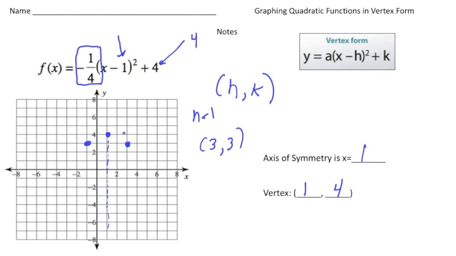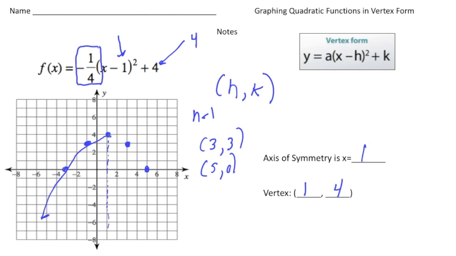Alright, let's go with another point. How about if x is 5? If I plug in a 5 for x, 5 take away 1 is 4. 4 squared is 16. And 16 times negative 1/4 is negative 4. Negative 4 and positive 4 is 0. So when x is 5, I know y is going to be 0. So 5 and 0 is going to be right here. And this point is 1, 2, 3, 4 away from the line of symmetry. So I'm going to go 4 more this way. 1, 2, 3, and 4. And here you can kind of see the outline of our graph.